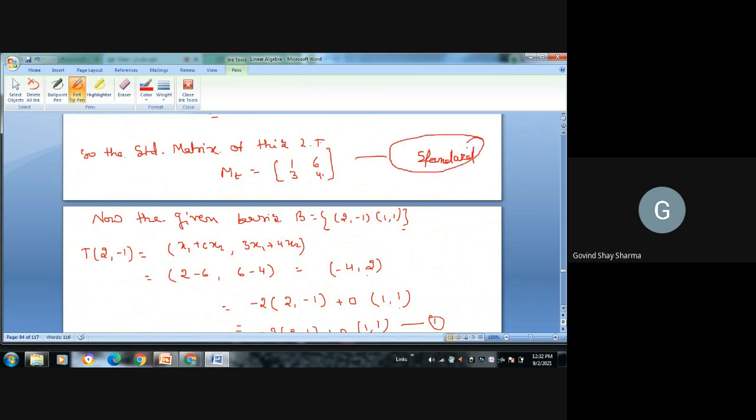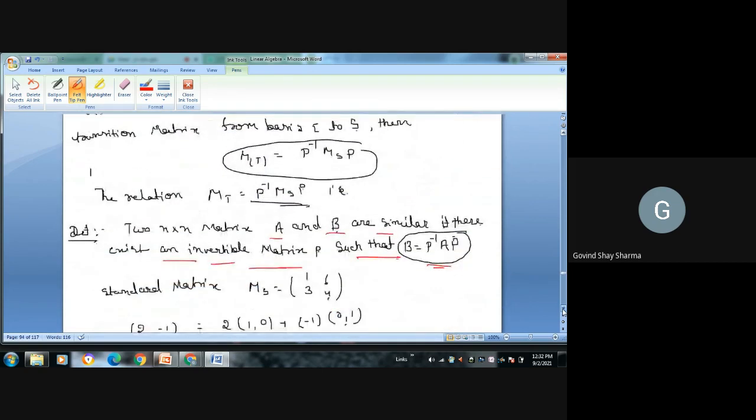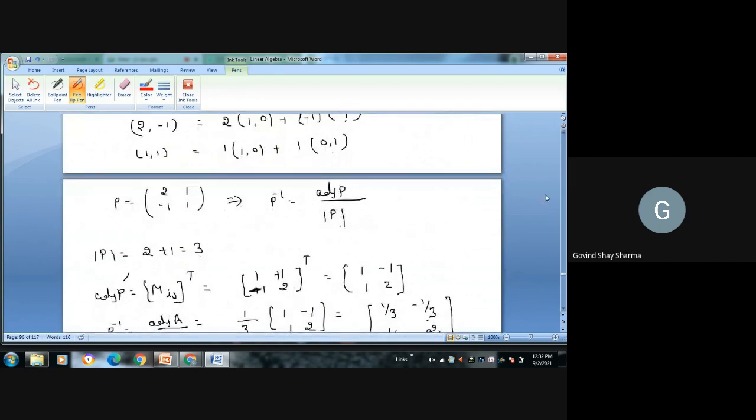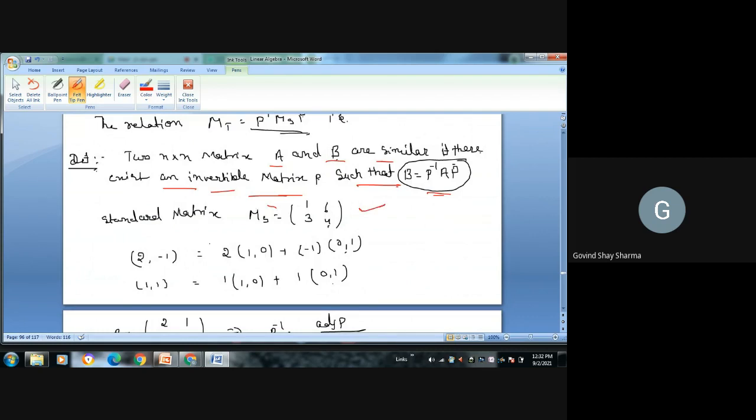This example we continue here. We take to solve the standard matrix. Now we are finding the similar matrix of the standard matrix. So if that MS is equal to this and the given bases are this, we can write given basis in the form of basis 1 0 and 0 1, in the form of standard basis. So 2 minus 1 we can write 2 1 0 plus minus 1 0 1, and 1 1 we can write 1 1 0 and 1 0 1.